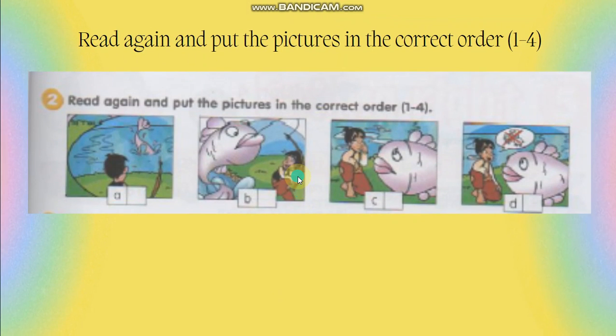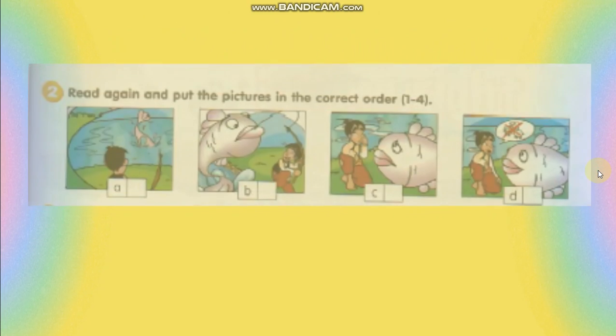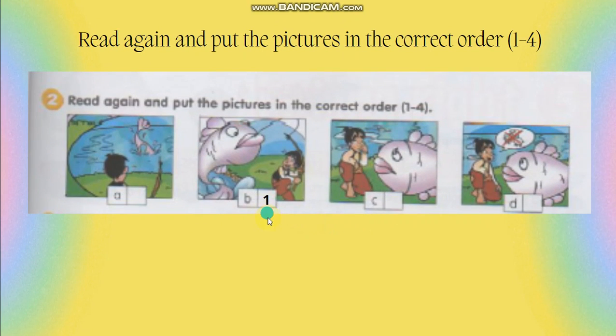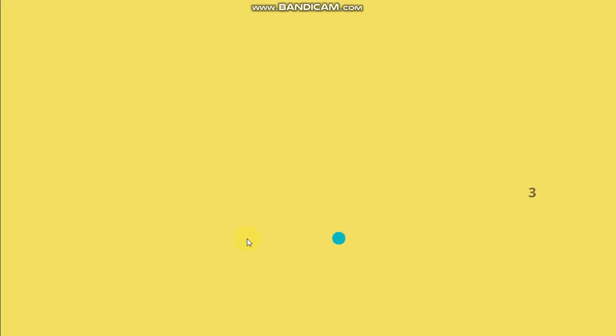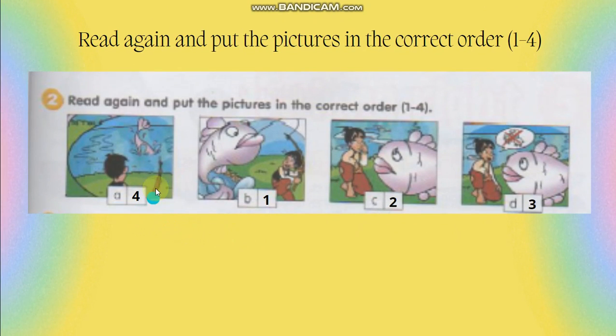Okay, now let's continue with the task. You have to read again and put the pictures in the correct order, 1 until 4. So which is the first picture? B. And then second is picture C. And then number 3 is D. And last one, A. The fish jumps back in the water.